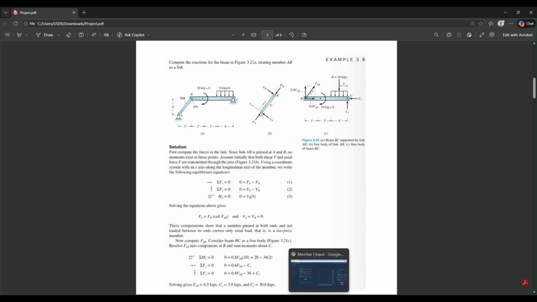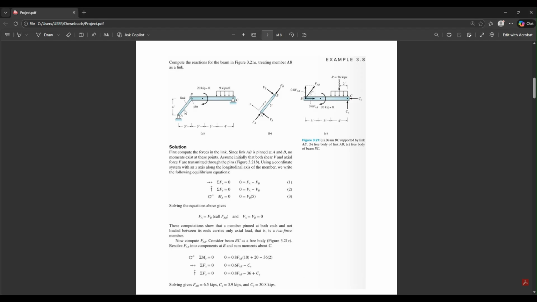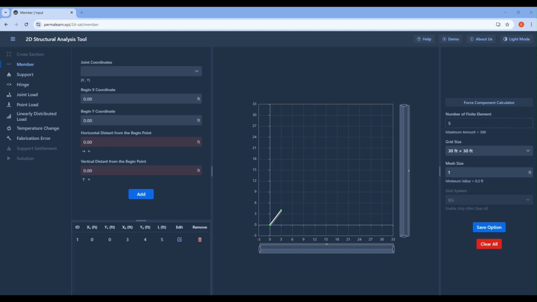So at first we need to build the structure member. I want it to start with x equal to 0 and y equal to 0. It's going to the right 3 and going upward 4 as it is inclined. As you can see, it's inclined.